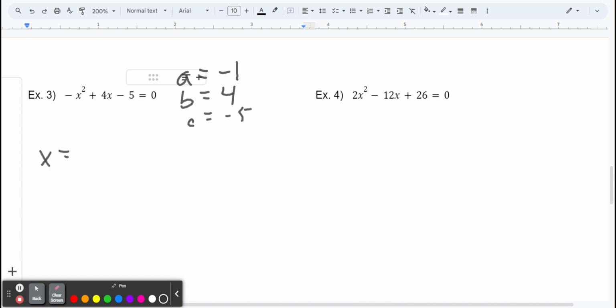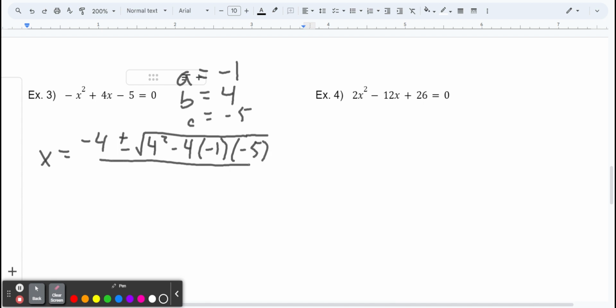We get x is equal to negative b plus or minus the square root of b squared minus 4 times a, which is negative 1, and times c, which is negative 5, all over 2 times a, which is negative 1. All right, then we start evaluating it.